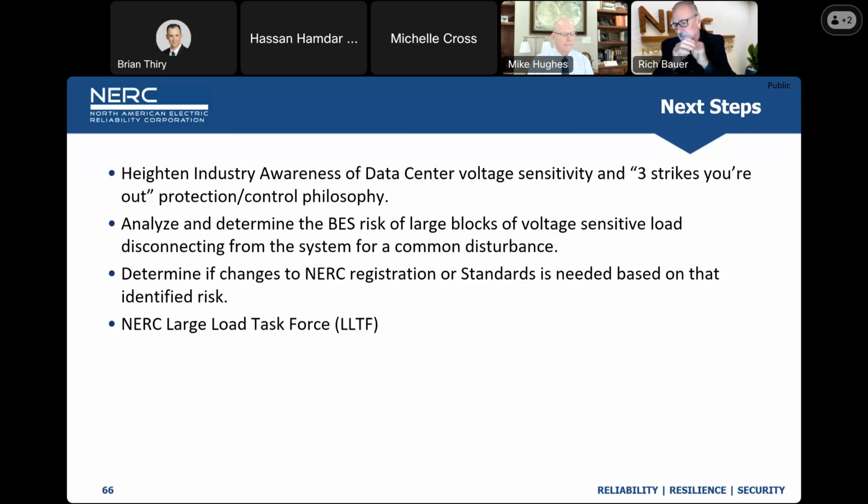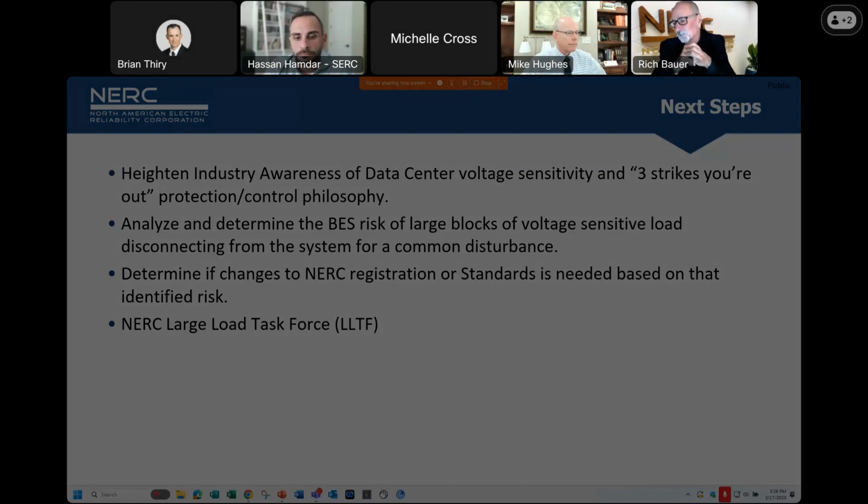The other thing is, Hassan showed you guys the frequency and the voltage traces that we had from this event. And they didn't present major problems because, number one, it happened in the Eastern Interconnection, and the Eastern Interconnection is very large. So 1,500 megawatt load loss in the Eastern Interconnection isn't that significant. But if that 1,500 happened in, say, the Texas interconnection, that might be a real different story. 1,500 megawatts is a significant load loss there.